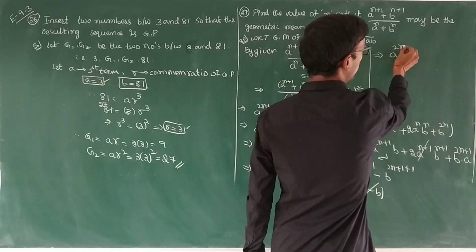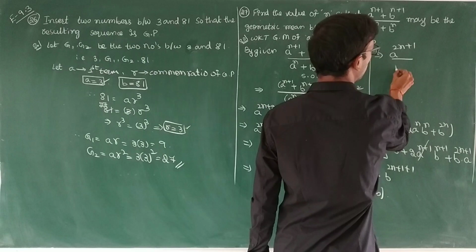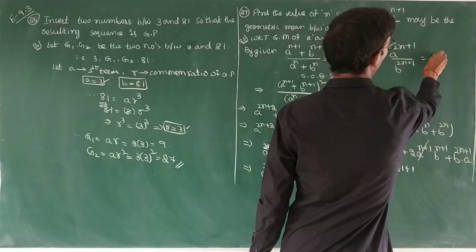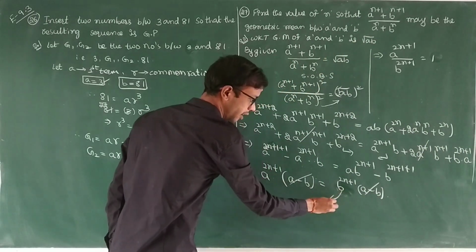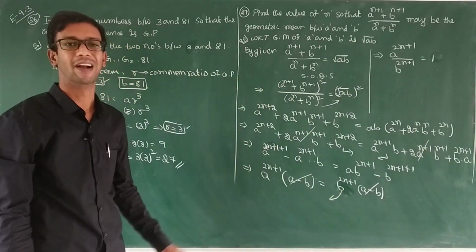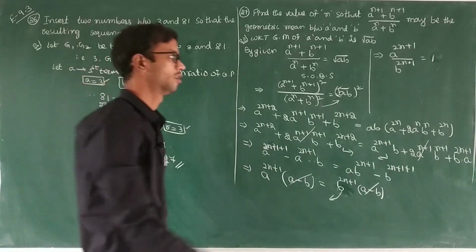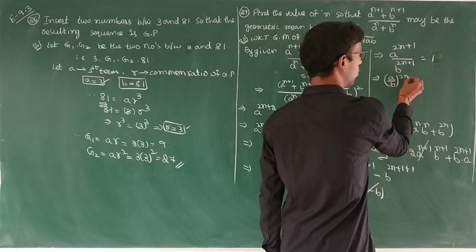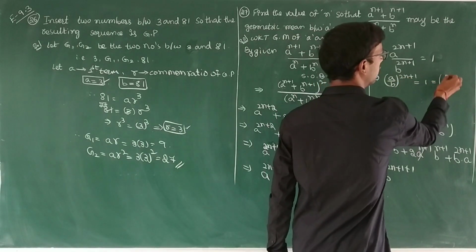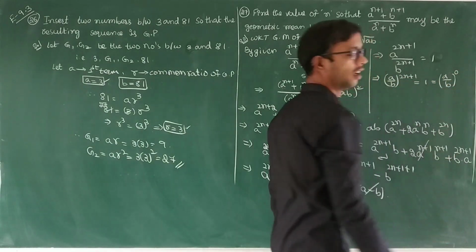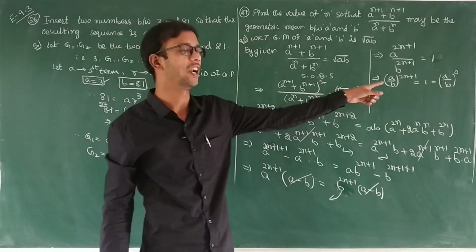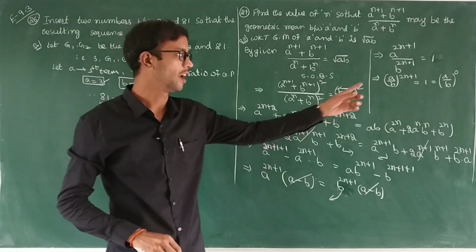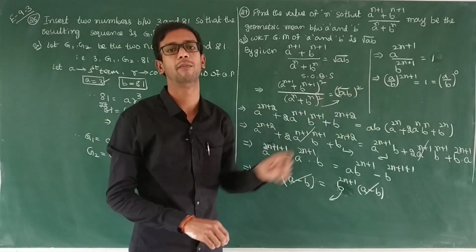a^(2n+1) divided by b^(2n+1) is equal to 1. On the left side it becomes a division. So now I'll write (a/b)^(2n+1) is equal to 1, which is equal to (a/b)^0. Anything to the power 0 is 1, so that's why I am taking (a/b)^0.